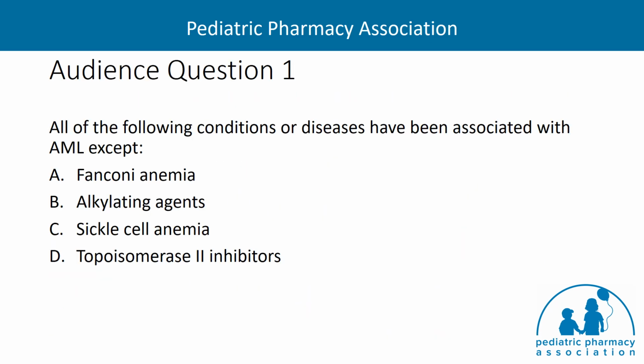Lastly, we will quickly go through some audience participation questions. First, all of the following are conditions or diseases that have been associated with AML except A. Fanconi anemia, B. alkylating agents, C. sickle cell anemia, or D. topoisomerase II inhibitors. If you recall from our initial slide on the various etiologies of pediatric AML, sickle cell anemia has not yet been correlated with AML diagnosis.